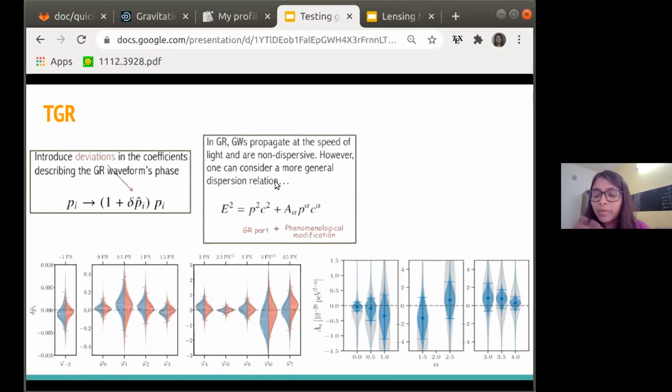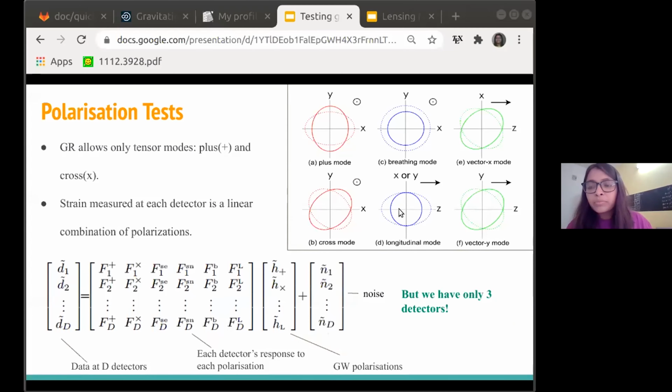There are some massive graviton theories which would predict a dispersion relation, like lambda equal to h by mv. In the vector x-y mode, the oscillation direction is the same as the direction of propagation of the wave, and it would move something like this. Here we see that the data at each of the detectors can be written as some matrix times the individual polarizations of the gravitational wave.